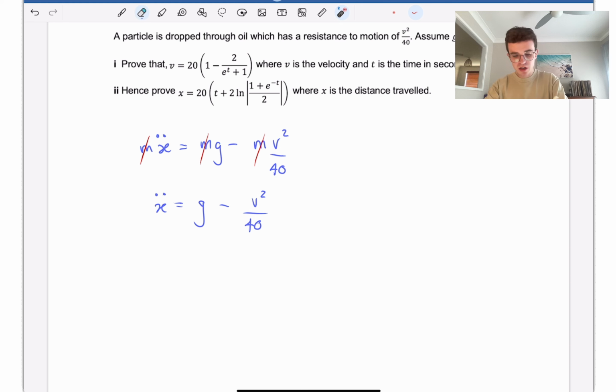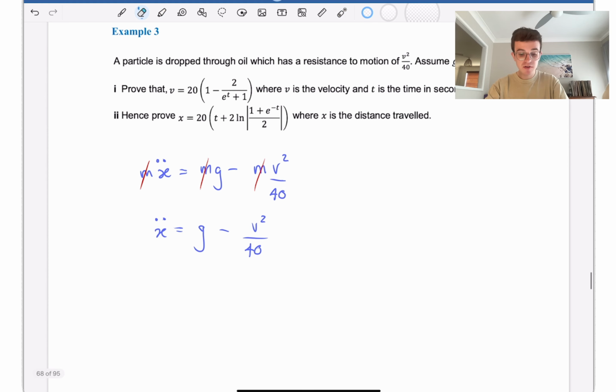In this question, we're also told to assume that gravity is 10. Now, notice as well something that I haven't quite specifically mentioned is that since we're moving down, gravity is going to be positive, and as I'm moving down, there's a resistive force moving upwards that's opposing my motion. So that's a negative resistive force. Resistive force always opposes the motion.